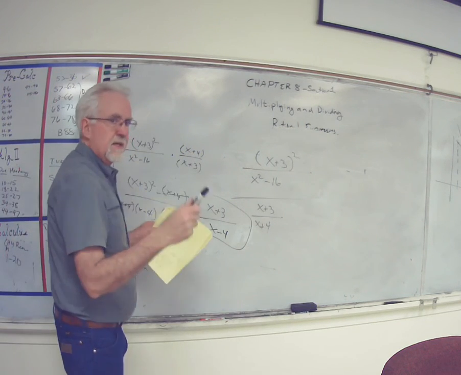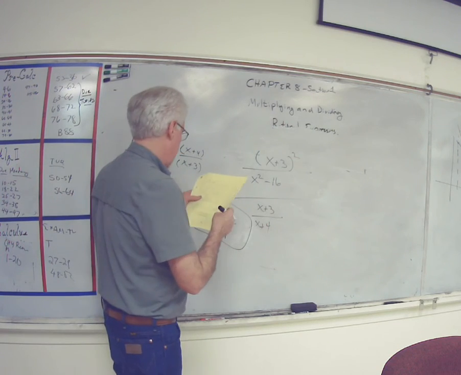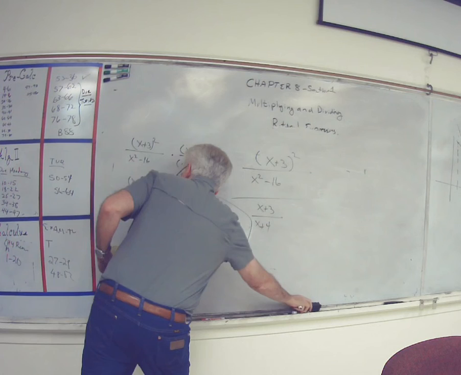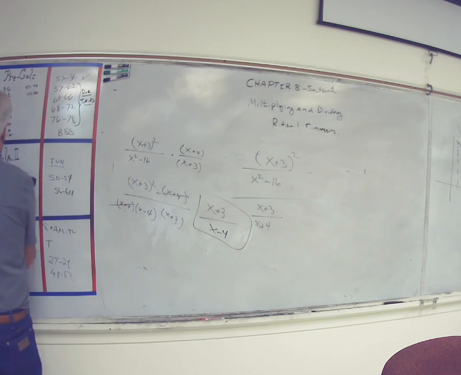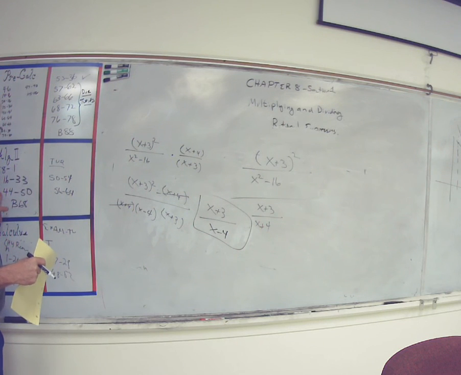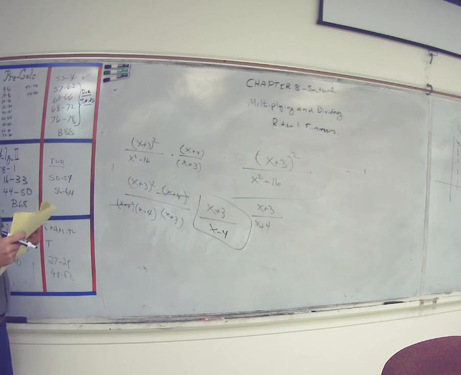Okay, the homework is, and get this, don't turn it off yet. The homework is Chapter 8, Section 1, due Monday. Chapter 8, Section 1, 16 through 33, 44 through 50. The bonus is 68. 16 through 33, 44 through 50, bonus is 68. Okay?